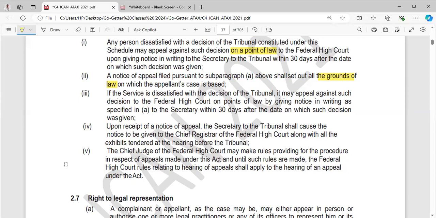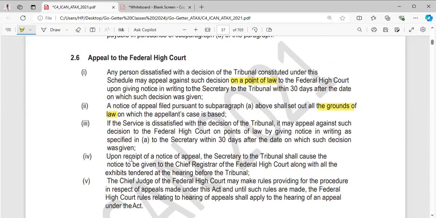The Chief Judge of the Federal High Court may make rules providing for the procedure in respect of appeals made under this Act. Until such rules are made, the Federal High Court rules relating to the hearing of appeal shall apply to the hearing of an appeal under this Act. So here, the judge is making a rule that will govern the procedure that will be taken when it is now time to hear the case in court.